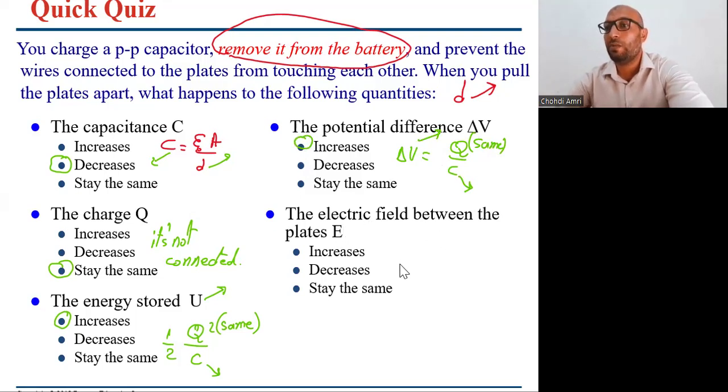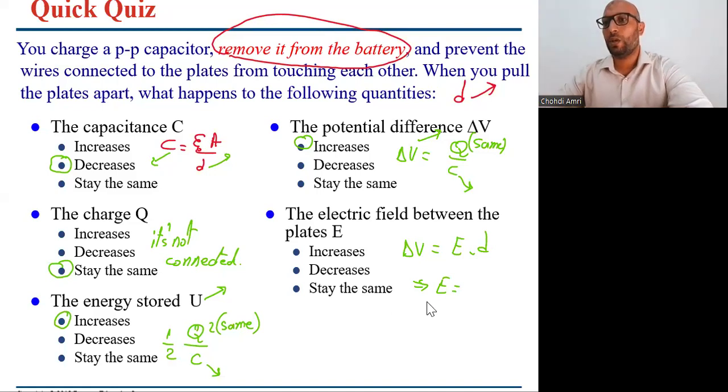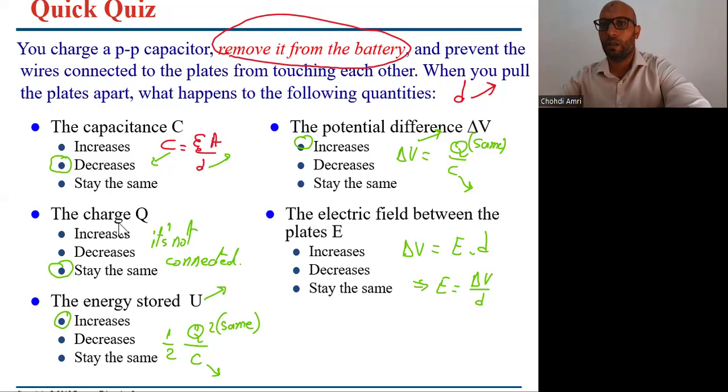Let's continue. What happened to the electric field? As you know, delta V equals E multiplied by the distance, so the electric field is delta V over D. So if delta V is increasing, and the distance between the two parallel plates is increasing also by the same factor, of course, in this case the electric field will stay the same.